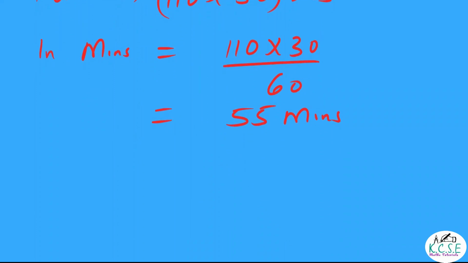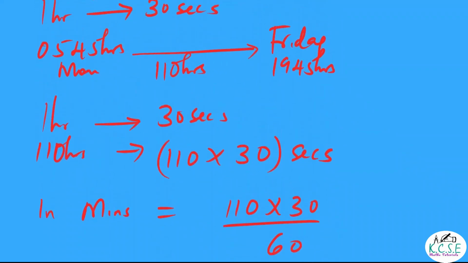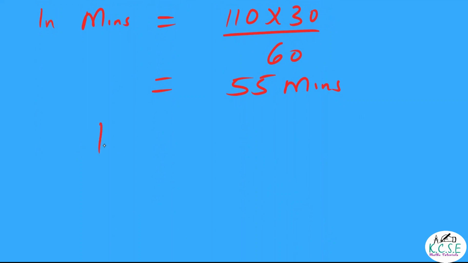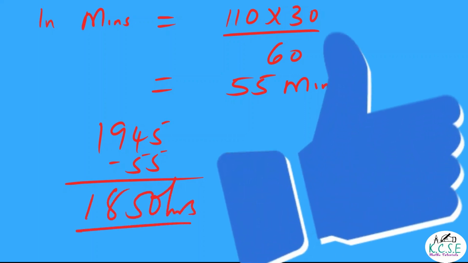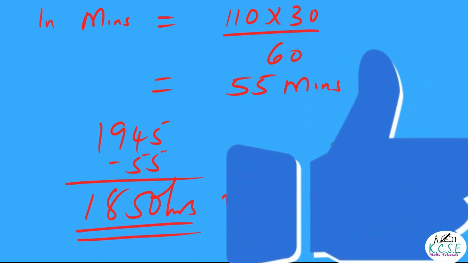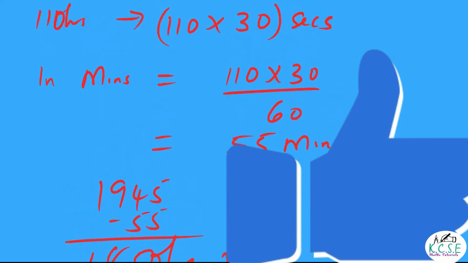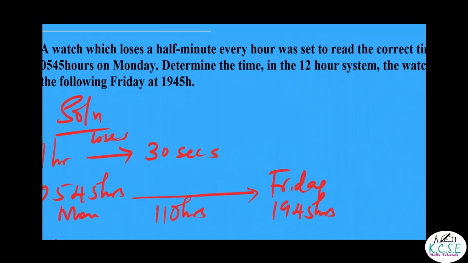Now we're supposed to get the correct time that it will be showing on Friday at 19:45. So on Friday 19:45, having lost a total of 55 minutes, it will now be showing the time to be 18:50 hours. That will be the time that it will show after losing 55 minutes.